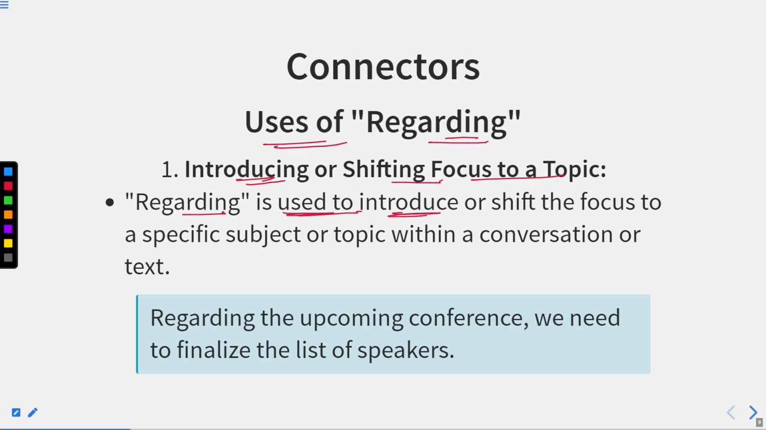Regarding is used to introduce or shift the focus to a specific subject or topic within a conversation or text. Now, suppose a meeting is conducted. Many people are joining that meeting, but they are asking what the meeting is about. So to clear that matter, first of all, the topic is mentioned over there: this is the topic on which we have to talk.